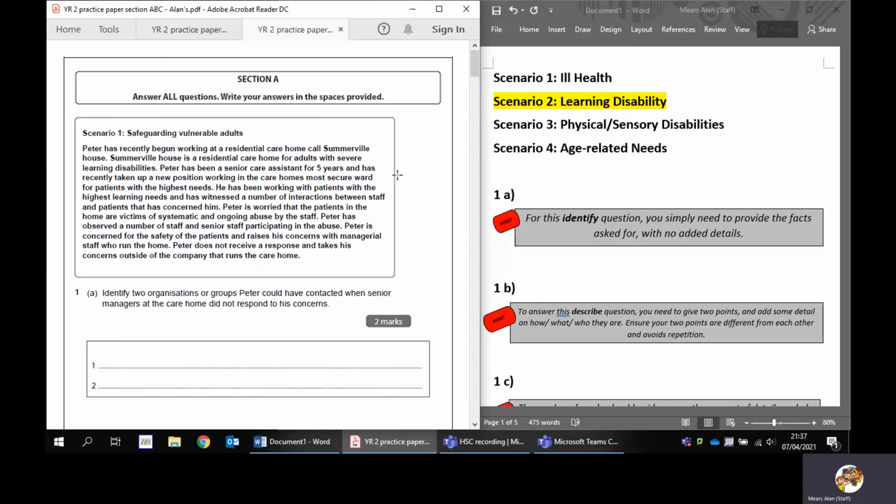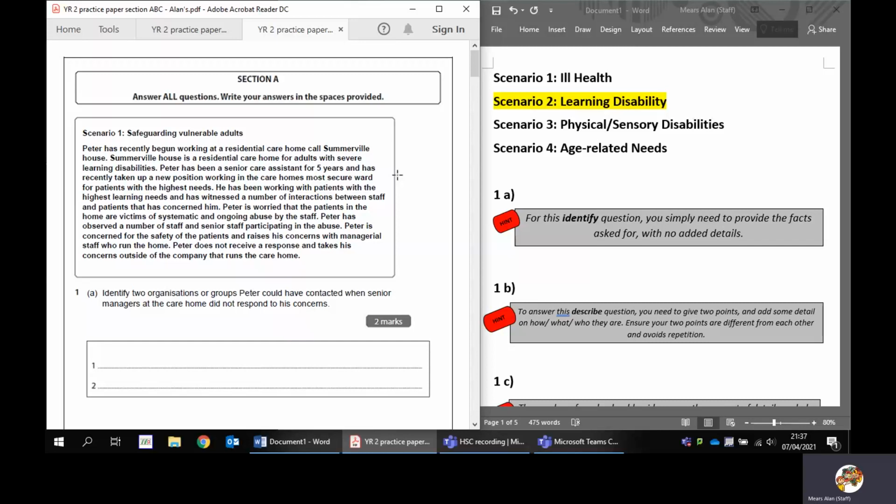Peter is worried that the patients in the home are victims of systematic and ongoing abuse by the staff. Peter has observed a number of staff and senior staff participating in the abuse. Peter is concerned for the safety of the patients and raises concerns with managerial staff who run the home. Peter does not receive a response and takes his concerns outside the company.